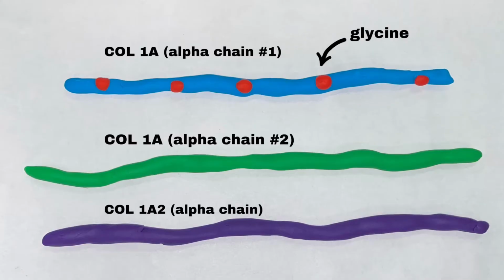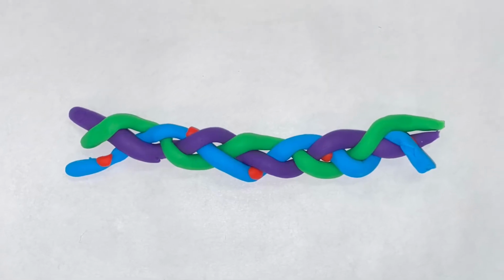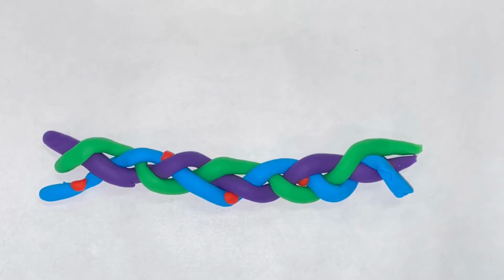Let's break this down. Normal type 1 collagen is composed of 2 alpha chains from the COL1A gene and 1 alpha chain from the COL1A2 gene to form a triple helix. In this model, you can see the 3 separate fibers that make up type 1 collagen. Glycine is showcased as red dots. These fibers come together to form the triple helix shown.